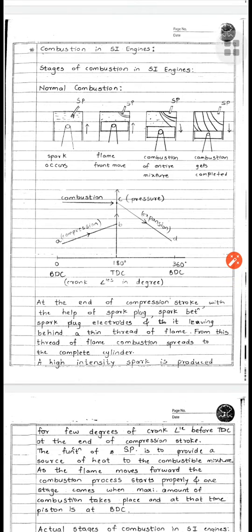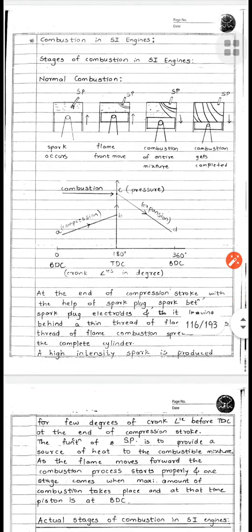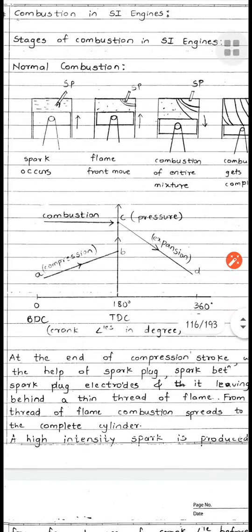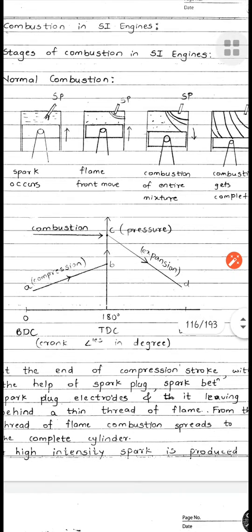Now there are two basic types of the combustion process. One is normal combustion and another one is abnormal combustion. First of all we are going to understand the meaning of the normal combustion process. Now on your screen here we have the four conceptual diagrams. It shows the cylinder and piston arrangement along with the spark plug.